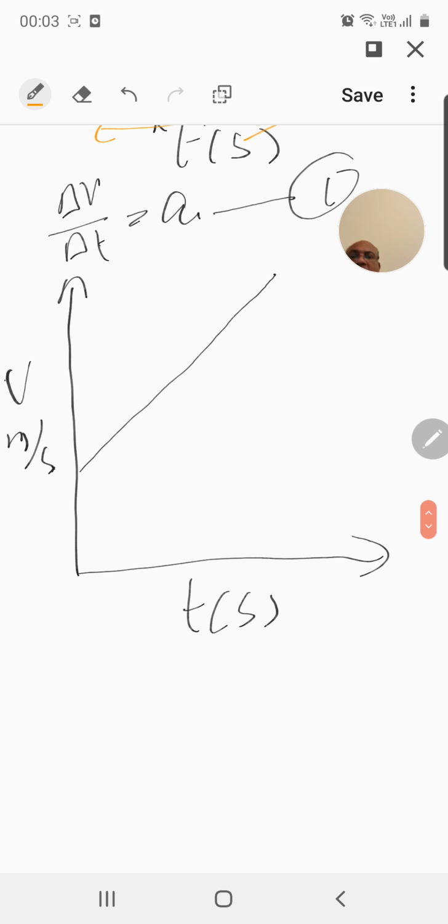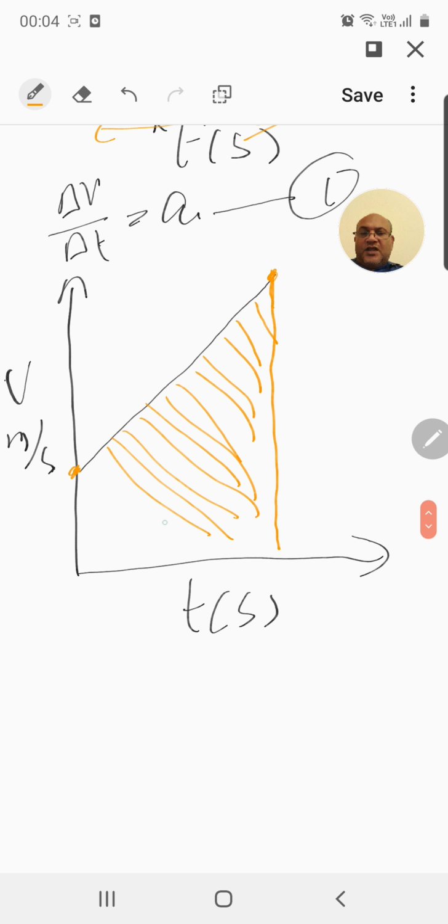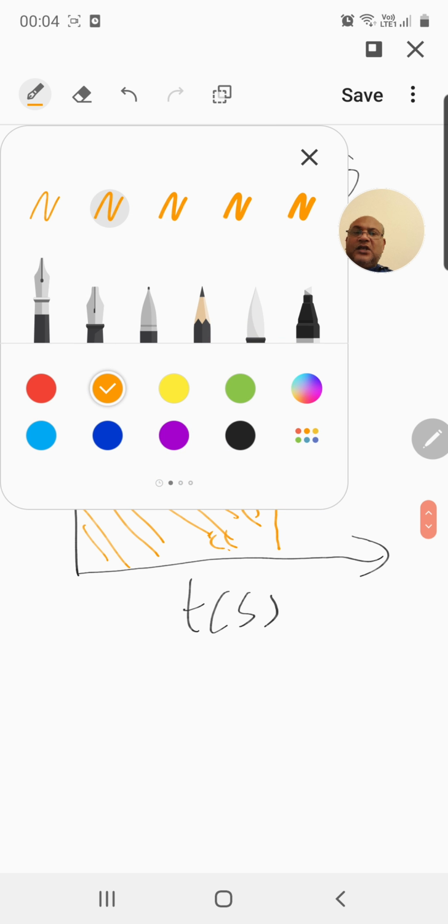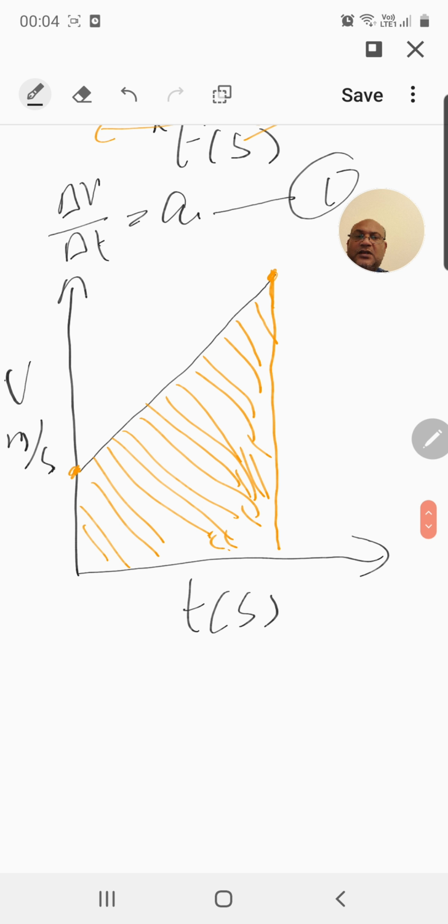Now if I ask you to calculate the displacement from this graph, what would you do? Of course you will do the same thing that you did in the previous graph, and you will calculate the area under this graph, and that would be this. And how do you measure the area under this graph? Well, this is not a right angle triangle, this is not a rectangle, this is not a square. What is the name of this shape? This shape is called a trapezium.